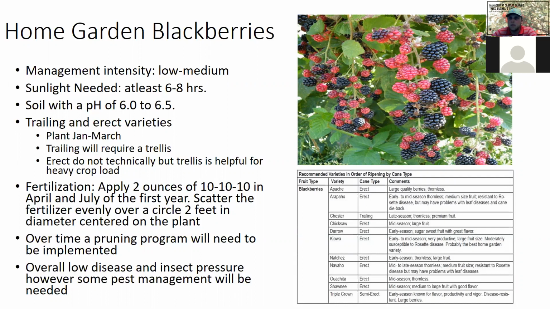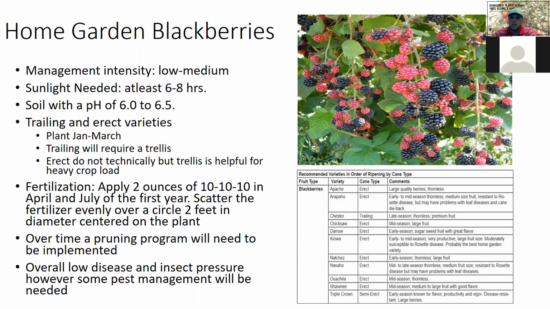I could get into some detail about a pruning program for blackberries, but if you have any more questions on that, I can definitely talk to you about it later. It's kind of complicated to explain, but basically it's a renewal program, a lot like blueberries, but you have to select the canes depending on age. Overall, you have low disease and insect pressure for the most part.